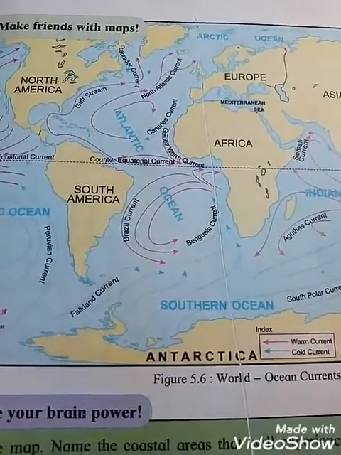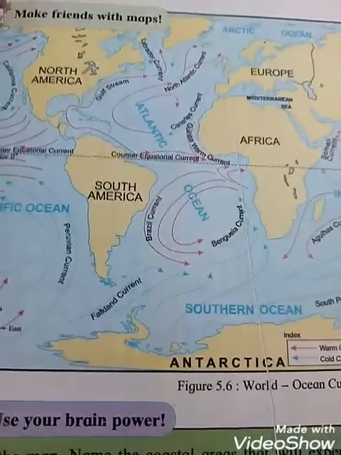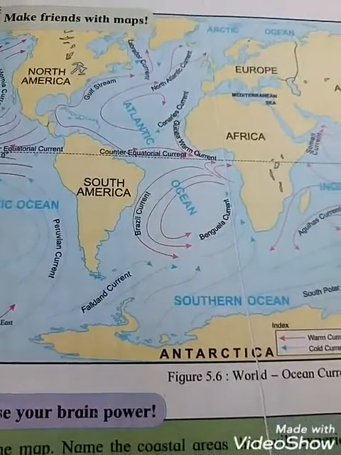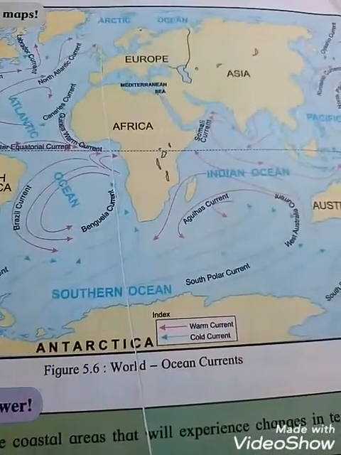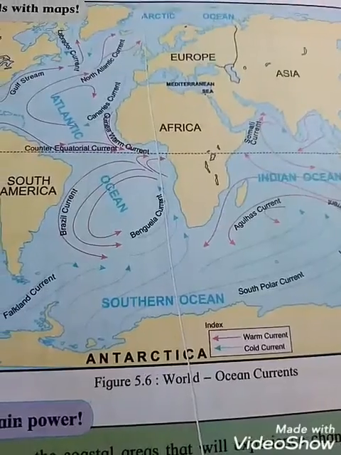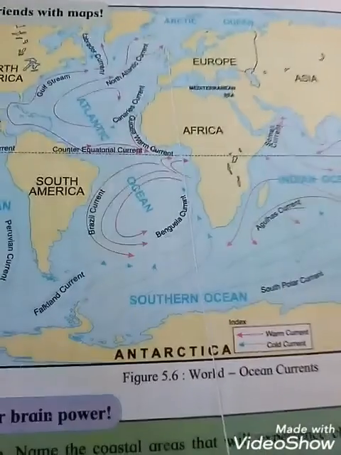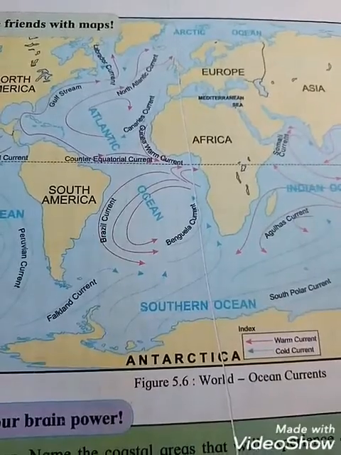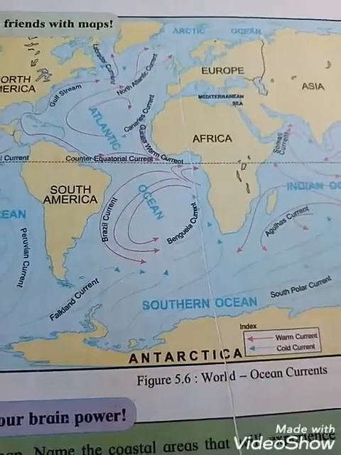Okay students, see how they are moving from the equator to the polar region and from the polar region to the equator region. Can you see how the arrows are passing? That means how the warm currents and cold currents are going from one place to a different place. Near the equator, the pink arrows are more, and in the polar places, the blue arrows. Can you see that?